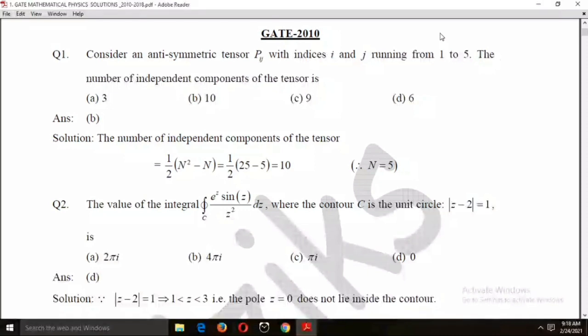Here we should remember that if the tensor is antisymmetric, then the total number of independent components will be n(n minus 1)/2. And if the tensor is symmetric, then the independent components will be n(n plus 1)/2. In this case, the tensor is antisymmetric, so we calculate n(n minus 1)/2. The value of n is 5, so 5 times 4 by 2, and it will be 10. So our answer will be option B.